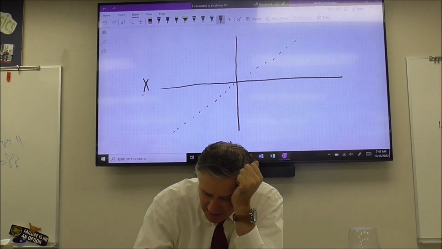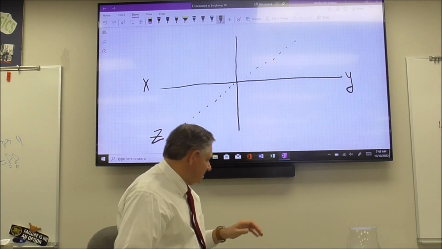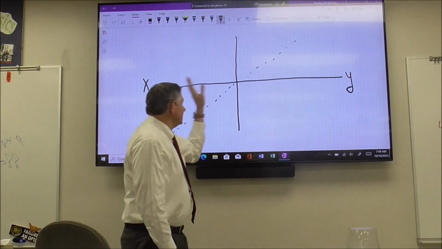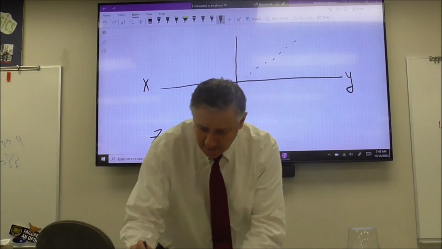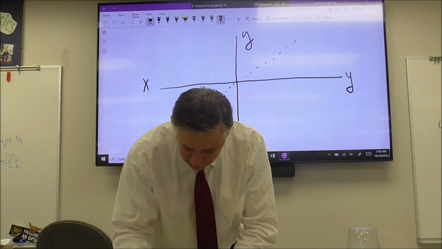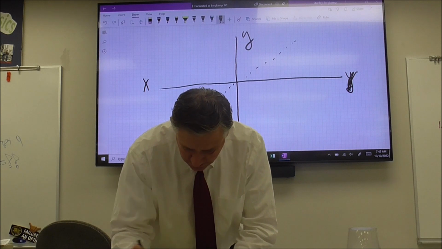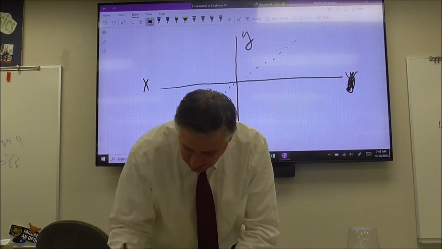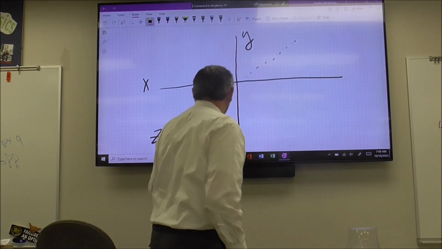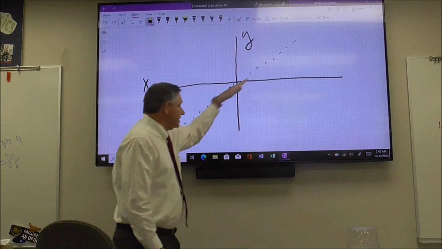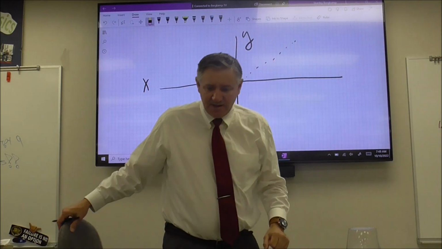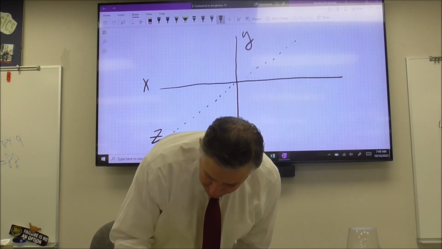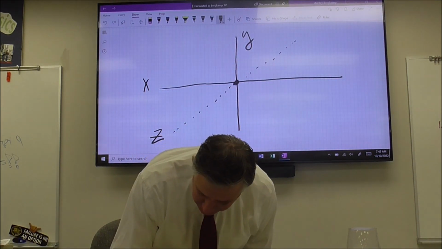So imagine that you have an X, Y, and a Z axis. Here's my X, here's my Y, here's my Z. So imagine that you have a nucleus. That's going to be right there in the middle. That's where all the mass is located, right there.